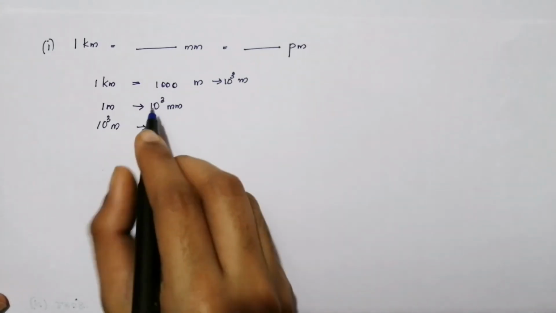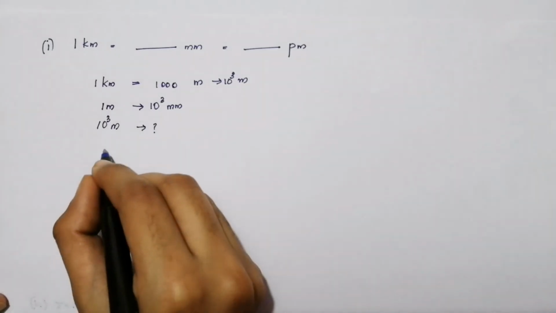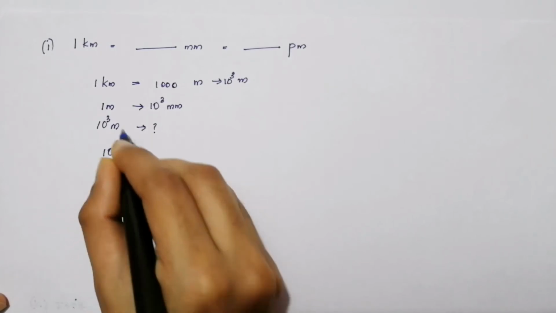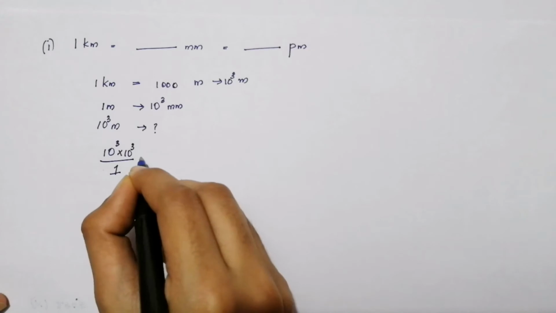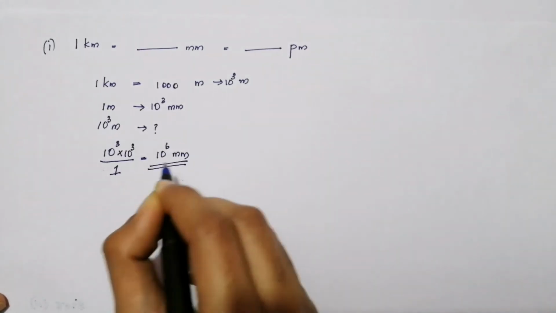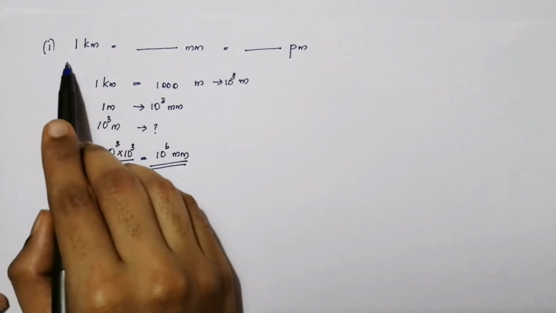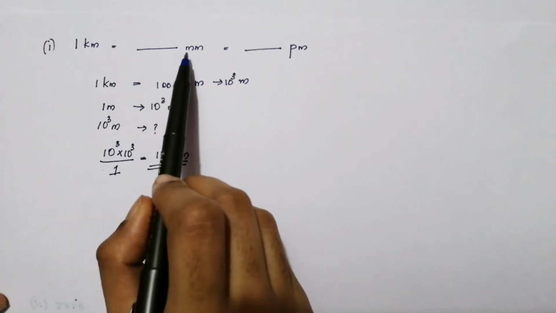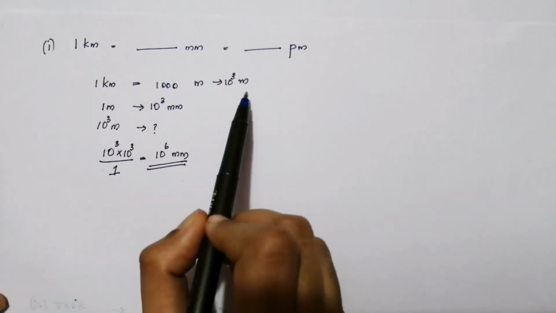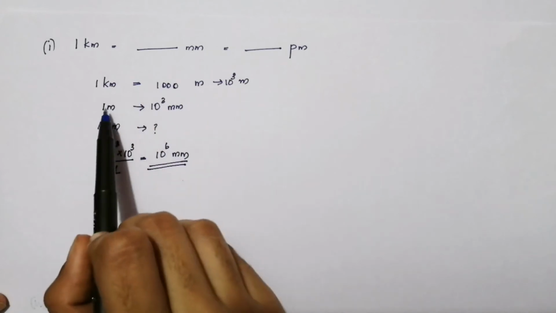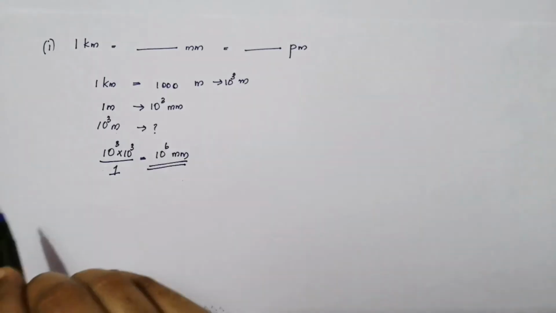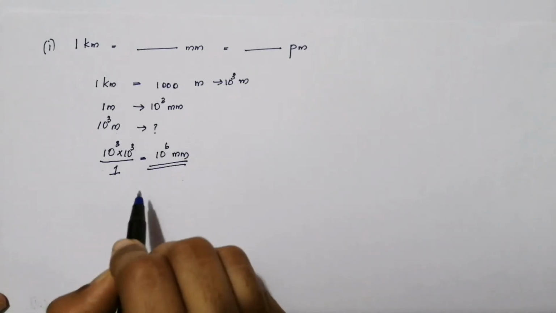So to do this, let us cross multiply. So we had 10 power 3 into 10 power 3 divided by 1. So that is 10 power 6 millimeter. So we can say 1 kilometer is 10 power 6 millimeter. To do this, we first convert this 1 kilometer to meter, that is 10 power 3 meter, and then we convert this 10 power 3 meter into millimeter. So we get it as 10 power 6 millimeter.